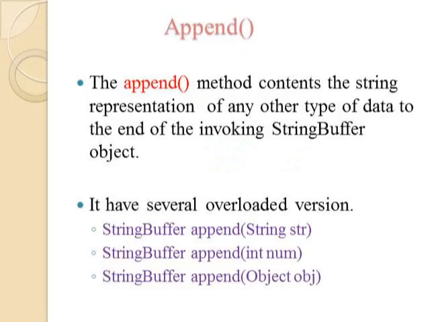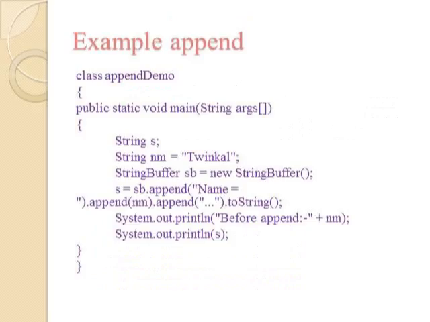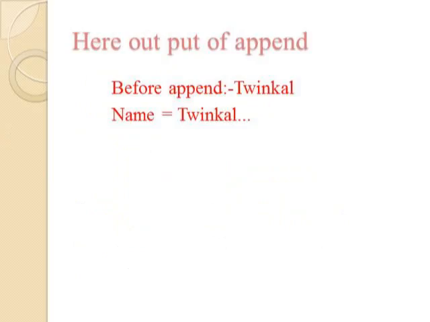Append. In a string buffer, the append function appends a new string. Let's see an example. First create a class. A string buffer object will be created. In the string buffer, sb.append, first name is appended, then sb.append nm. nm is the string. Then append a special symbol, then print nm. Then print the string. Let's see the output. First, before append, it is only twinkle. After append, it is name and twinkle.